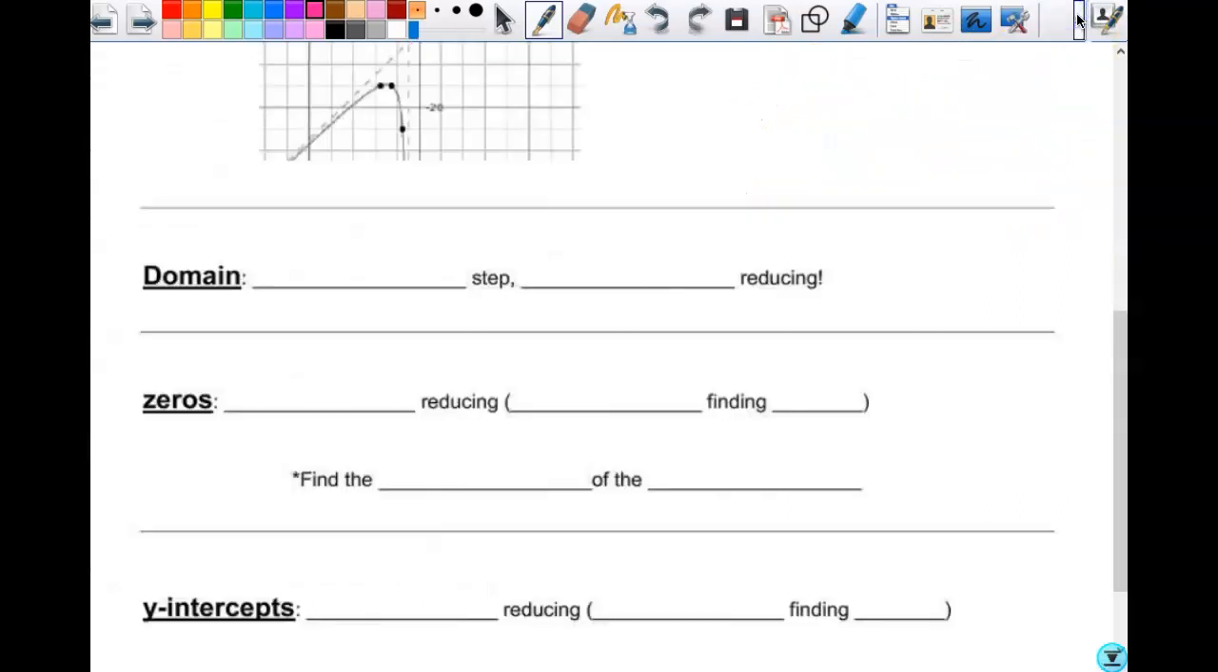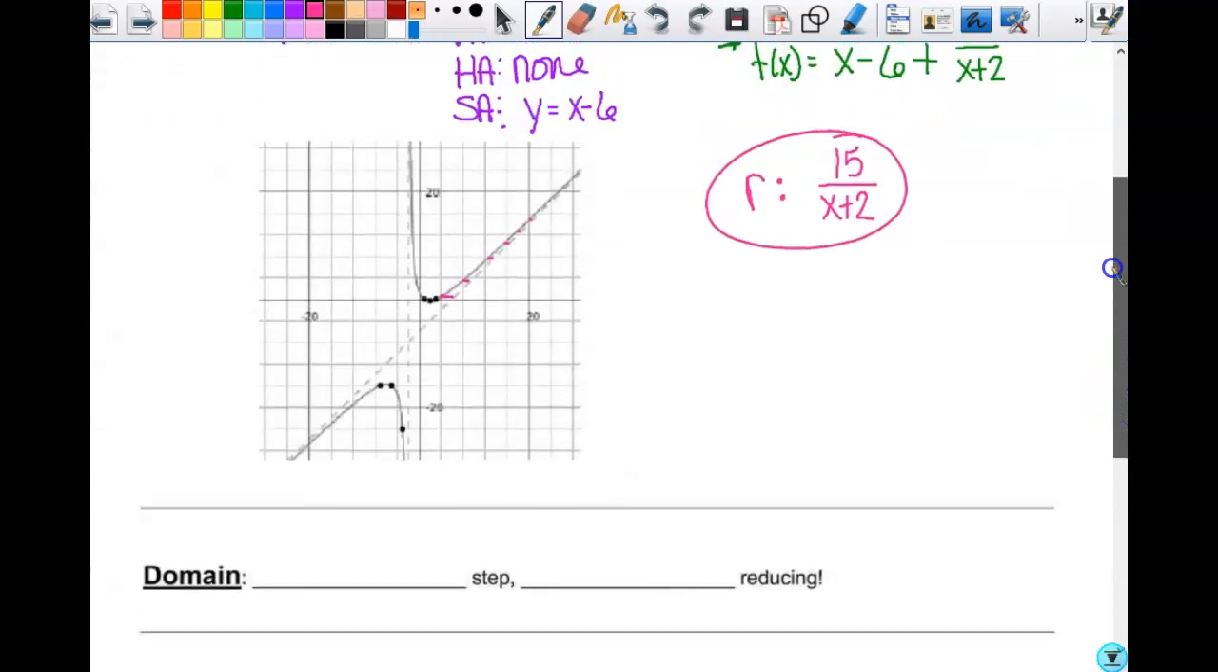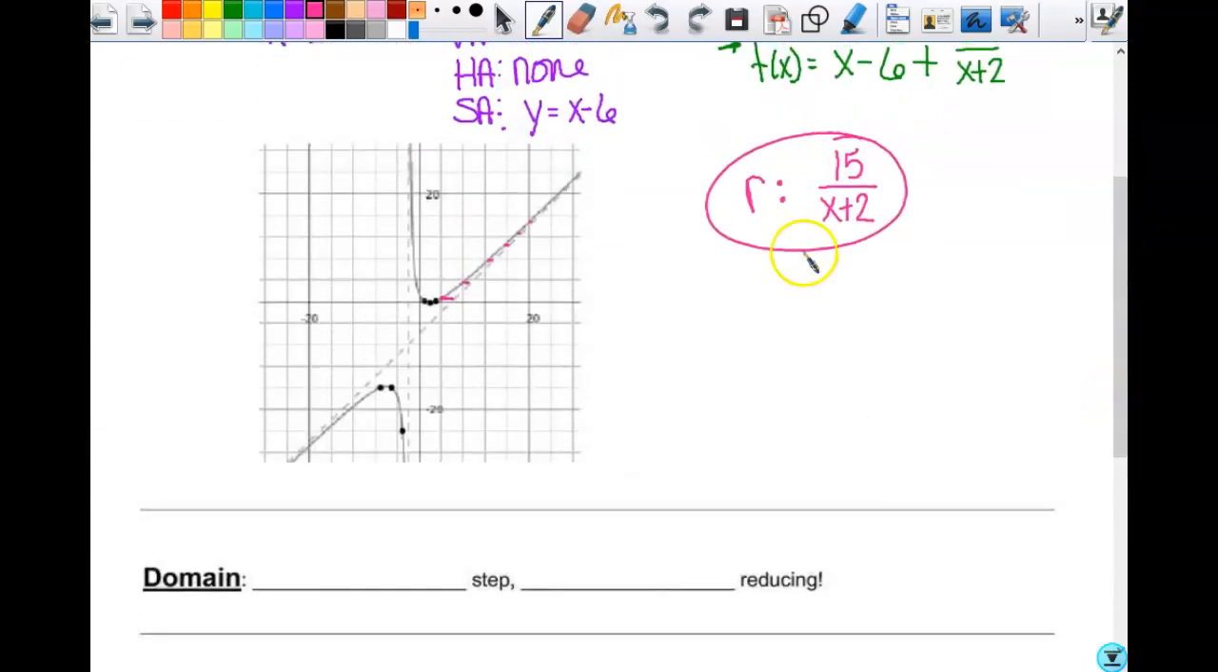This is the distance the function is from the slant asymptote.